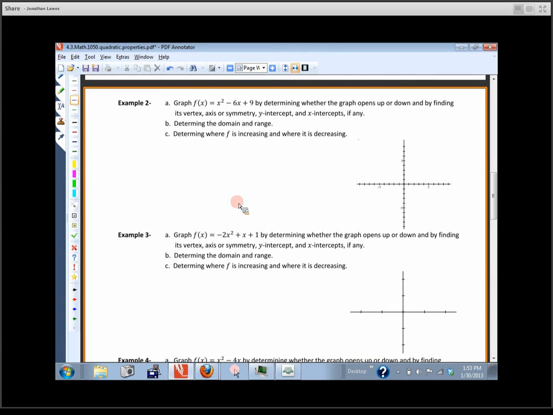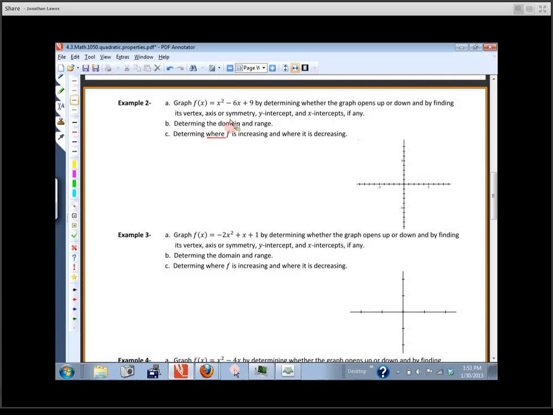It says we're going to graph that function right there. We're going to determine whether it opens up or down, and we're going to find the vertex, the axis of symmetry, the y-intercepts, and the x-intercepts, if there are any of those. And then we're going to figure out the domain and the range, and we're going to determine where the graph is increasing and decreasing. Notice it says where. Where is a question about what the x-coordinates are, so that's going to be an interval. There are lots of different ways to approach this. This is the way I'm going to approach this particular one.